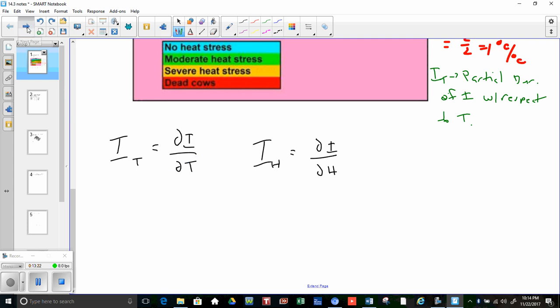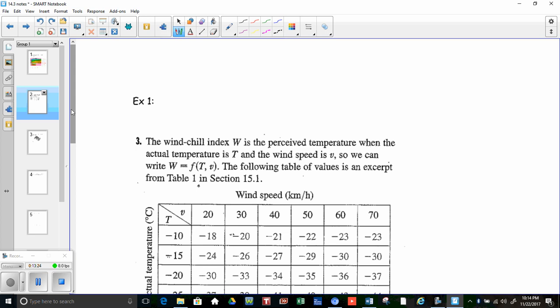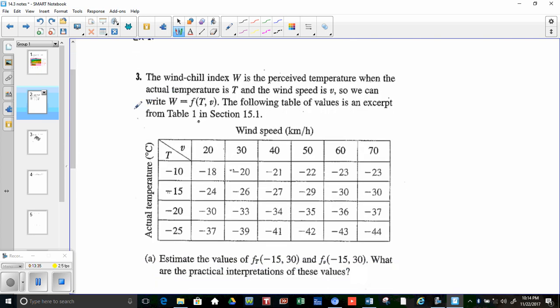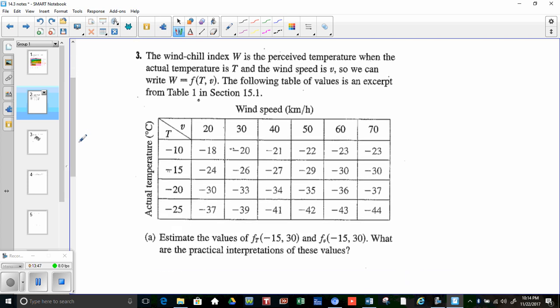All right, let's get off of this page. Let's try one more with a chart. And this one actually does go back to wind chill. So let's see, it says the wind chill index W is perceived temperature when the actual temperature is T and the wind speed is V. So we can write the wind chill as a function of the temperature and the wind speed.